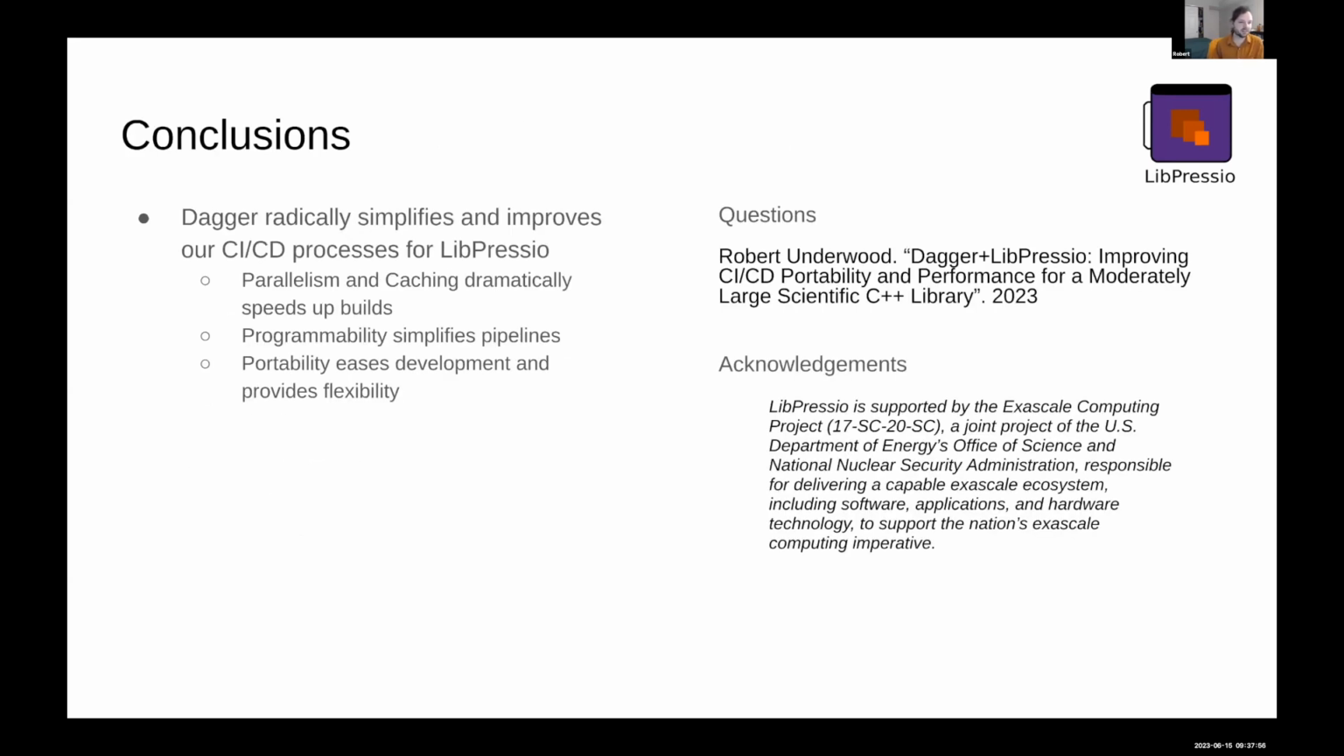So in conclusion, Dagger radically simplifies and improves the CI/CD process for LibPressio by parallelism and caching, dramatically speeding up our builds, programmability, simplifying our builds, and portability, easing development and providing flexibility.